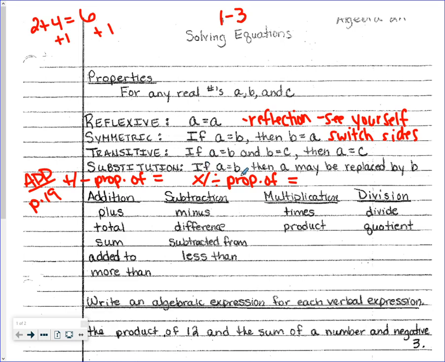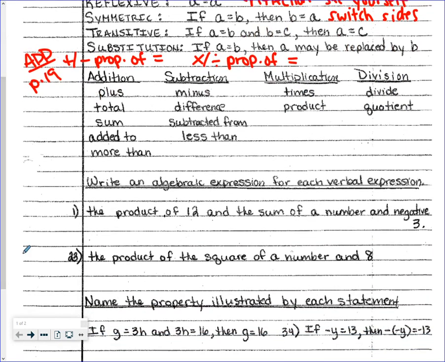Okay? So here are all the different words that we use, the fancy words, I suppose. Addition, you can call it plus, total, sum, added to, more than, like 4 more than 5 is a plus sign, right? Subtraction, minus, difference, subtracted from, less than, multiplication, times, product. You guys have known product for forever. Division, divide, quotient, okay? Let's see here. So, write an algebraic expression for each verbal expression. So what they've done is they've written it out in words, and they want you to write it with just numbers and symbols, all right?